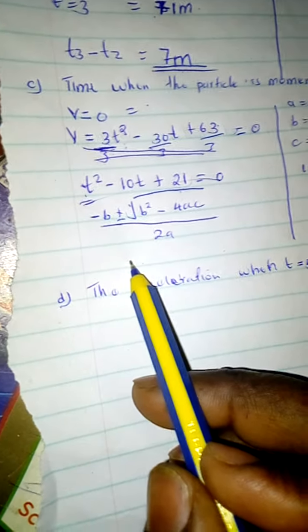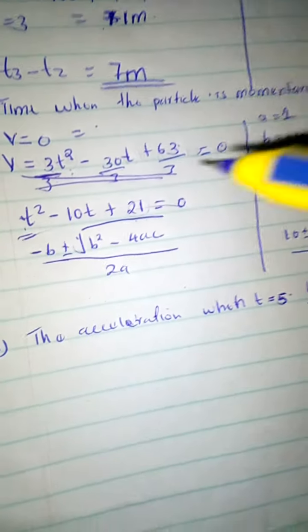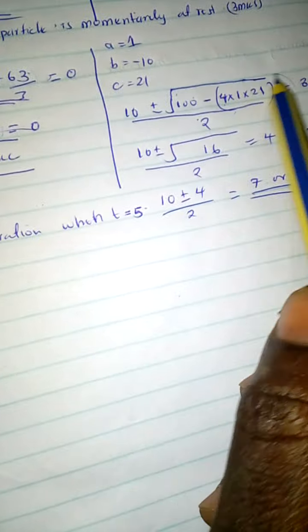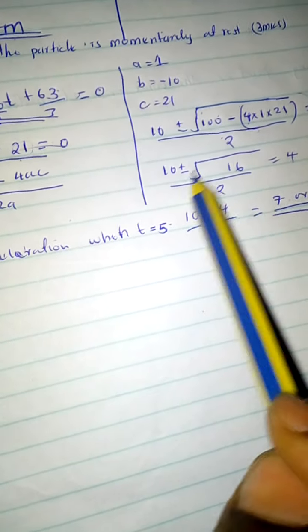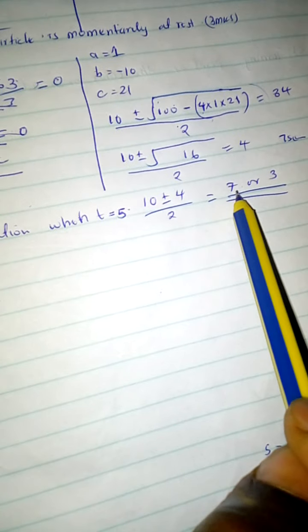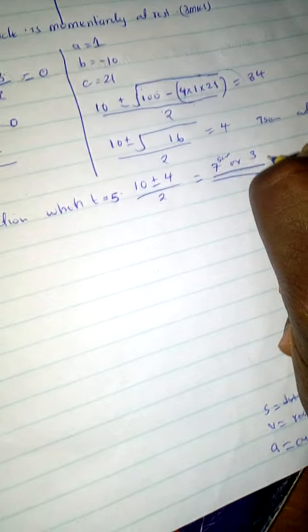Now these are the coefficients a, b, and c. After that, you substitute them into your quadratic formula, then you get the values of t to be 7 seconds or 3 seconds. This is when the particle is at rest. That means when the particle is at 3 seconds, it will be at rest. Then it moves again, and at the 7th second, it is also at rest.